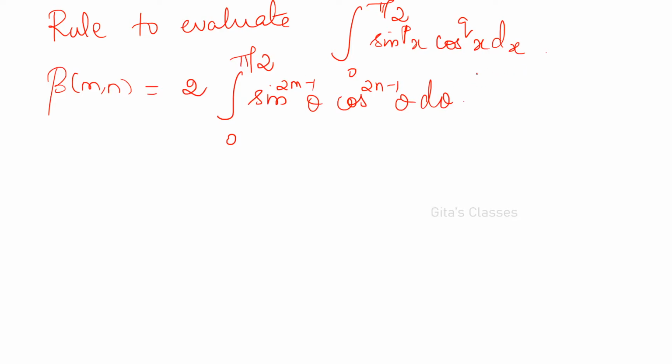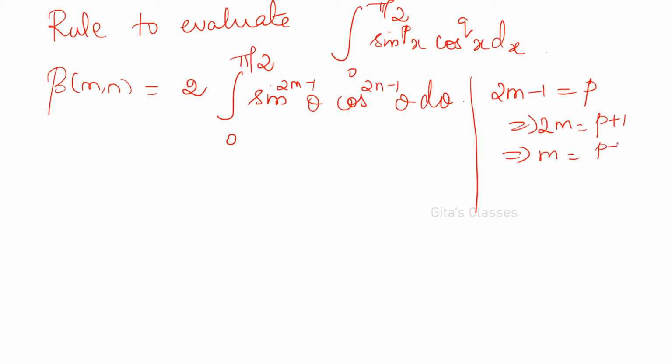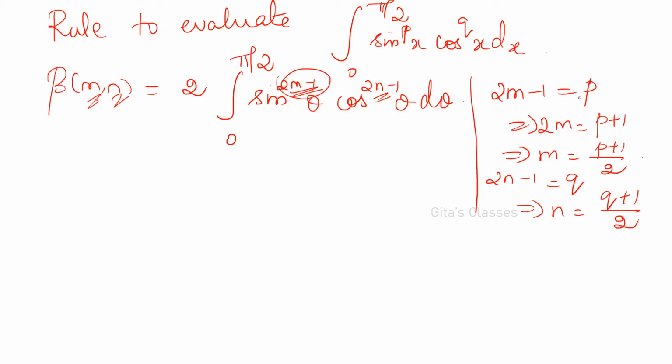So here in the place of 2m minus 1 I have p. Therefore 2m is equal to p plus 1. That implies m is equal to p plus 1 by 2. Right? Similarly, 2n minus 1 is equal to q implies n is equal to q plus 1 by 2. Right? So, if I have 2m minus 1, I have to write m. If I have 2n minus 1, I have to write n here. Here I have p in the place of 2m minus 1. Therefore, in the place of m, what will you write? P plus 1 by 2.